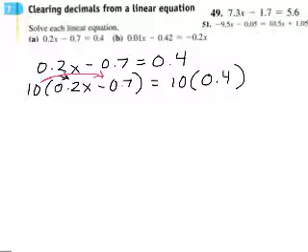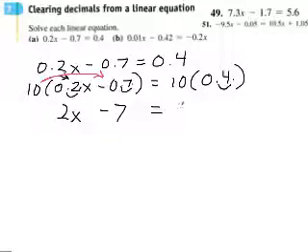So 10 times 0.2 moves the decimal place 1 place. It gives us 2x. 10 times a negative 0.7, we move it 1 place, so it gives us a negative 7. 10 times 0.4, move it 1 place to the right, it gives us 4. So now we've got a simple problem: 2x minus 7 equals 4.